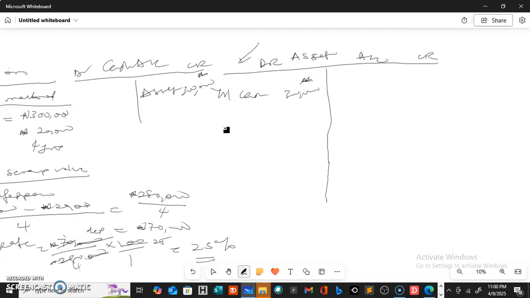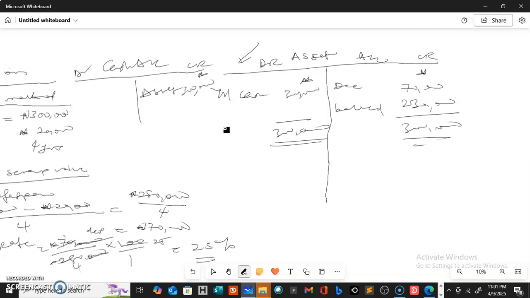So for depreciation, at the end of the year, that is December of year 1, we have 70,000 naira. So the balance carried down is 230,000 for the first year. That is 300,000 less 70,000. So for year two, we have the balance brought forward, 230,000.